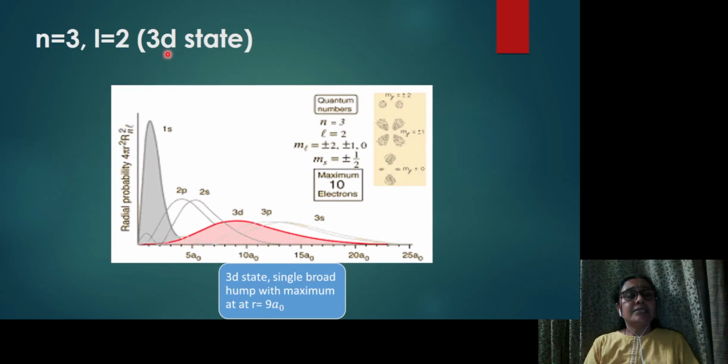For the 3d state, that is for n equal to 3 and l equal to 2, there is again a single peak, a broad hump with peak at 9a0. So for the 3d state, the peak is at 9a0 and the corresponding two-dimensional patterns are shown over here. For ml equal to 0, for ml equal to plus minus 1 and for ml equal to plus minus 2.